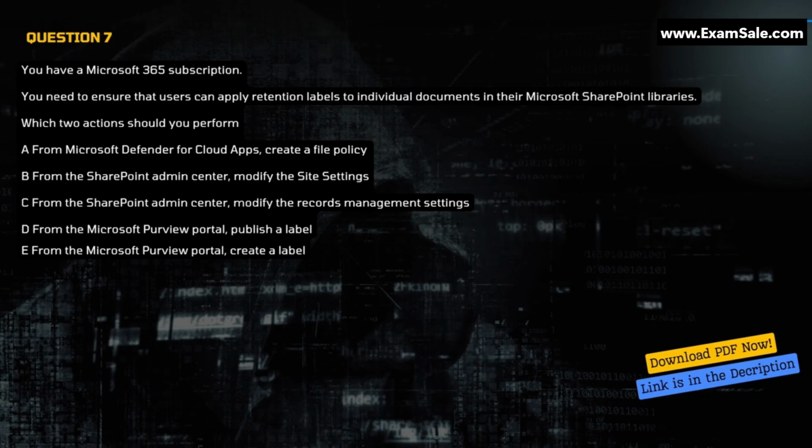A. From Microsoft Defender for Cloud Apps, create a file policy. B. From the SharePoint Admin Center, modify the site settings. C. From the SharePoint Admin Center, modify the records management settings. D. From the Microsoft Purview portal, publish a label. E. From the Microsoft Purview portal, create a label. Correct answer is D and E.